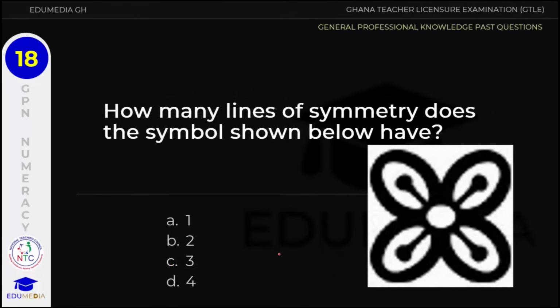Question number 18. How many lines of symmetry does the symbol shown below have? There is one. I'm not going to take much time on this. Draw your lines of symmetry on this. You get it? The correct answer is 4. Then the next question, 19.